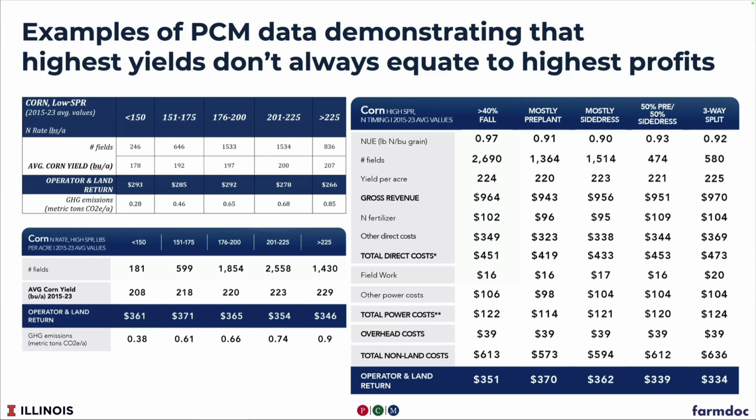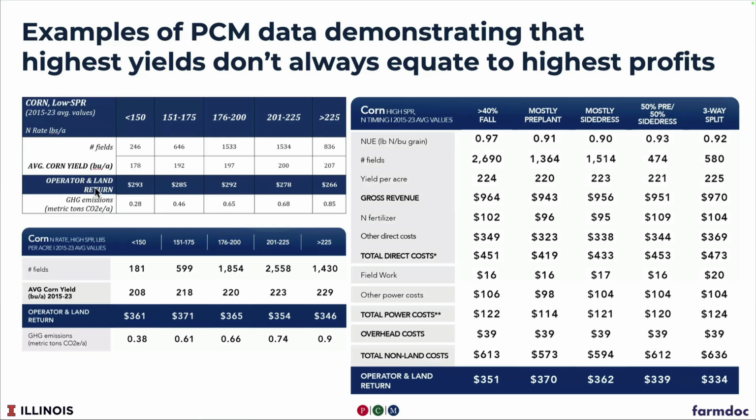Looking at these examples, in this top graph on the left, we're looking at low SPR soils, so lower soil productivity ratings, lower producing soils. This is for corn production. We see the nitrogen rate buckets that we use in PCM, in pounds per acre, ranging from less than 150 pounds per acre up to more than 225 pounds. The number of fields in each bucket, the average corn yield for that nitrogen rate range, and then our operator and land return.